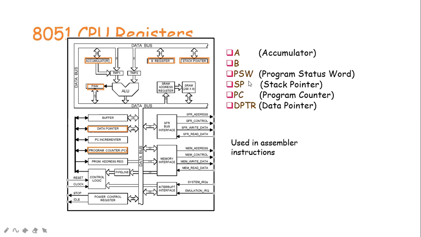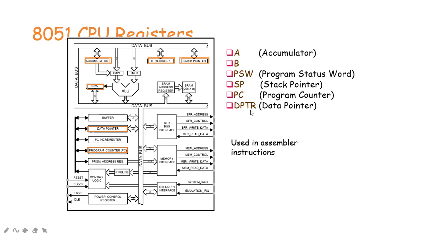And what is the stack pointer? The stack pointer always points to the top of the stack. To point to the stack, this stack pointer is used. The stack pointer is an 8-bit register. Then the program counter. Program counter is a 16-bit register. It points to the program code. After the execution of every instruction, this program counter is incremented depending on the length of the instruction executed.